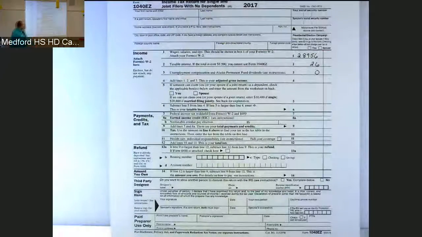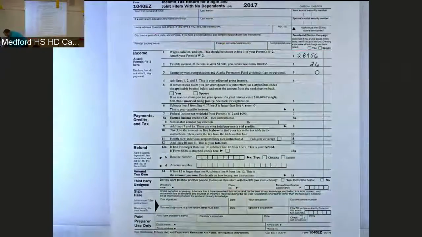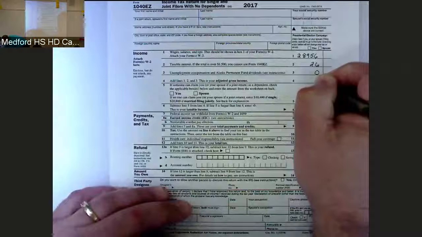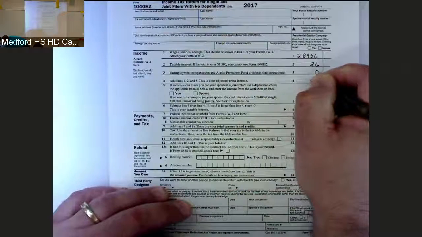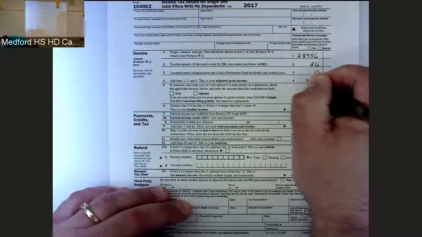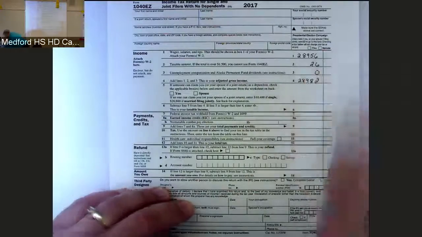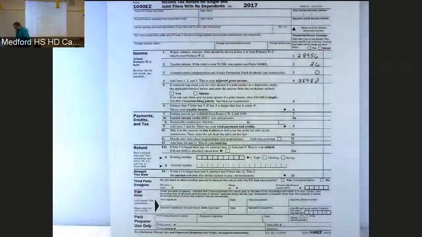Add lines 1, 2, and 3 together. And we should come up with $28,982.